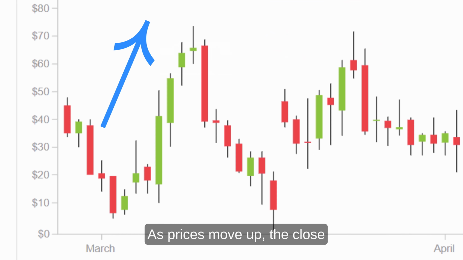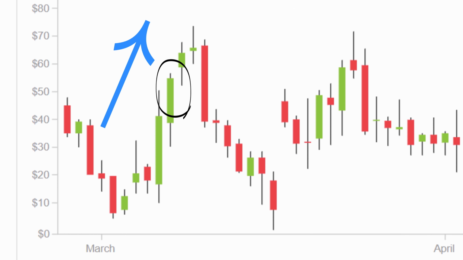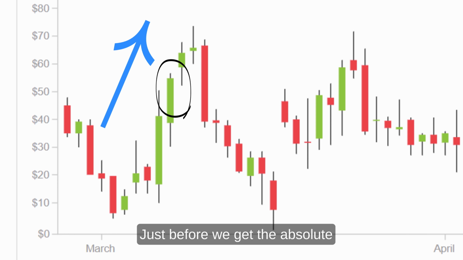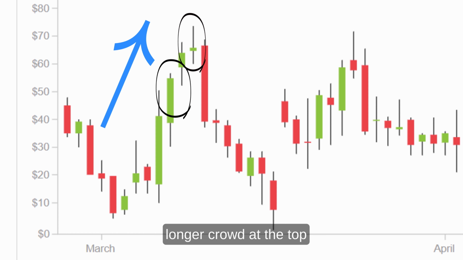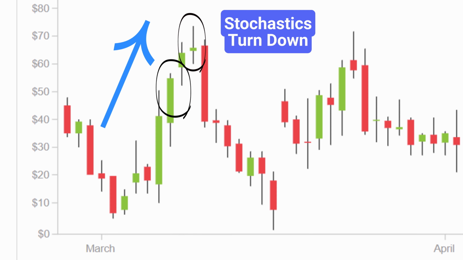As prices move up, the close of the day has a tendency to crowd around the upper portion of the day's range. Just before we get the absolute price high, the market does not have as much energy as it did earlier. Therefore, the closes no longer crowd at the top of the daily range. The stochastic therefore turns down at or before the final price high. This is the case of the stochastic overbought being used as a reversal indicator.